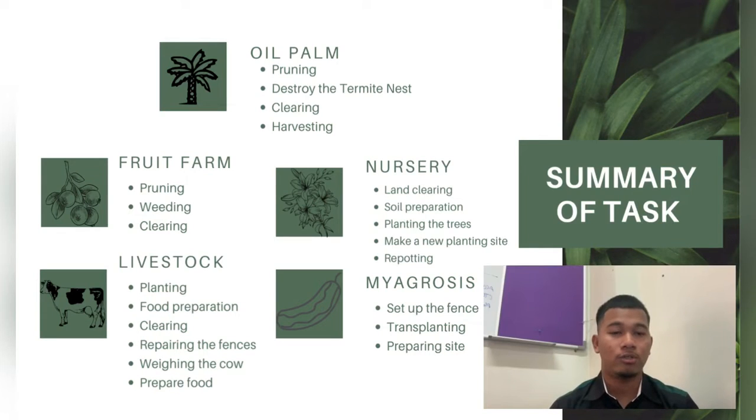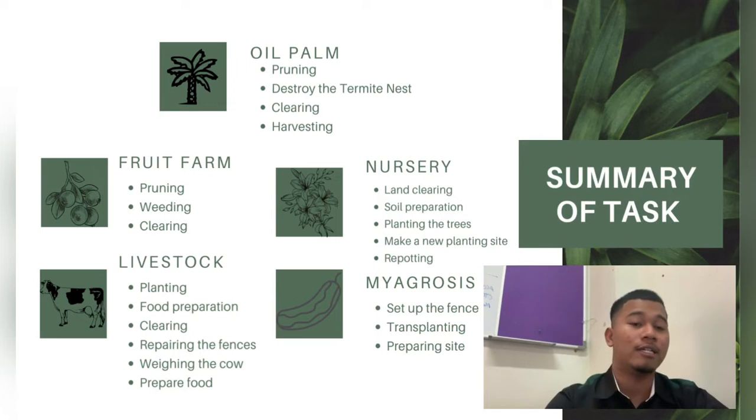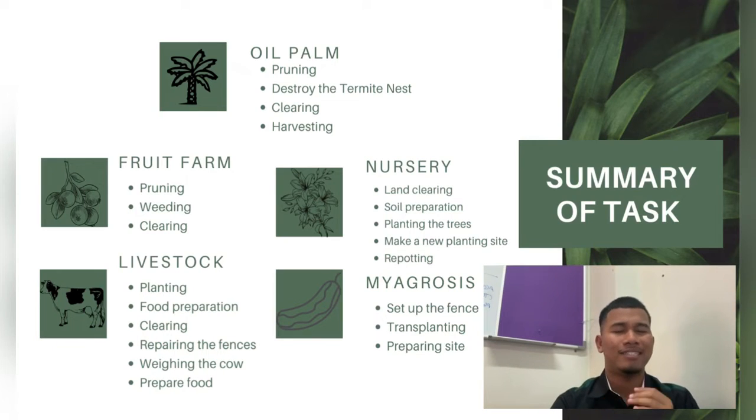In the third week we went to the nursery place, where we learned about land clearing. We did land clearing, and we also did soil preparation. The third one was planting. Next we made a new planting site at the nursery place, and lastly we did repotting, moving from small vases to big vases.